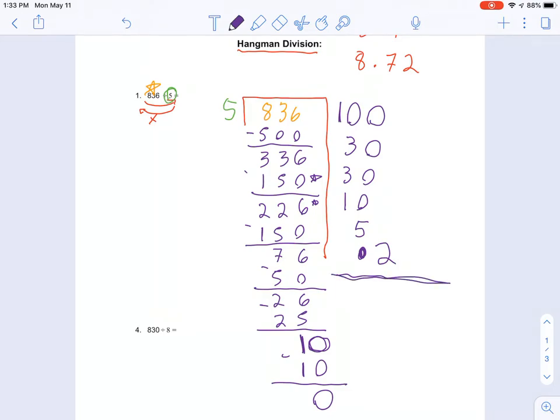Excellent work. So now what must we do? Well, we must add them all together. So 100 plus 30 is 130, plus 30 is 160.